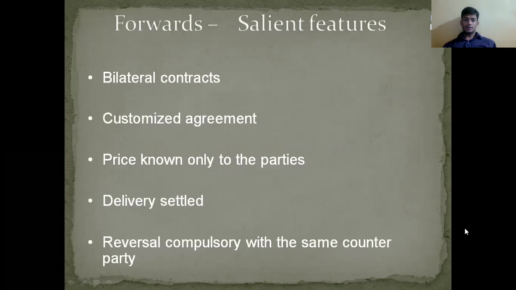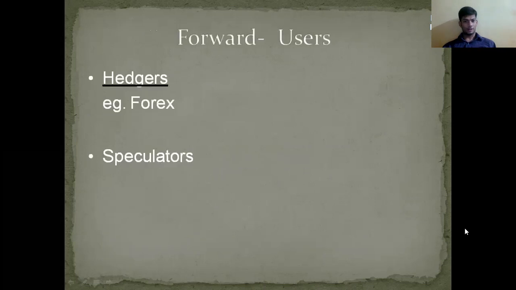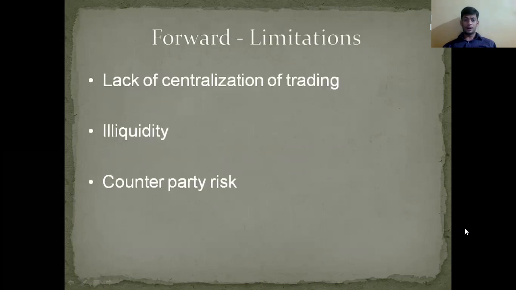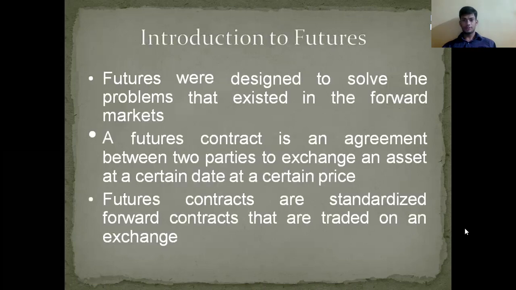Salient features: a bilateral contract. The forward contract is a bilateral contract, a customized agreement, meaning you can change things in the customized agreement. Price is known only to the participants. Derivative setter, reliable supplier, and all users: forex and speculators. Limitations: lack of certainty of trading, illiquidity, and counterparty risk. Then the future contract.